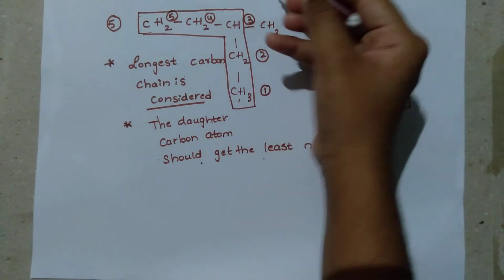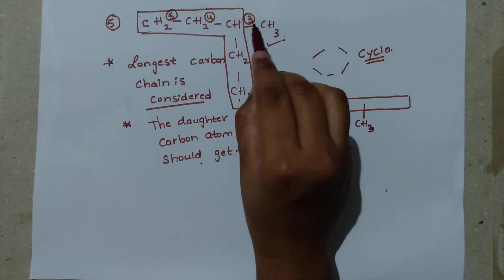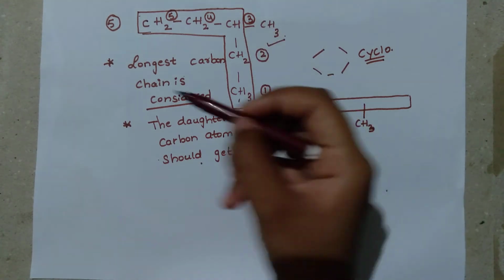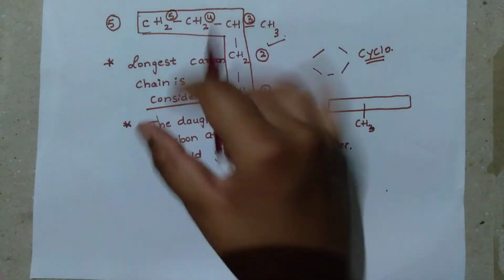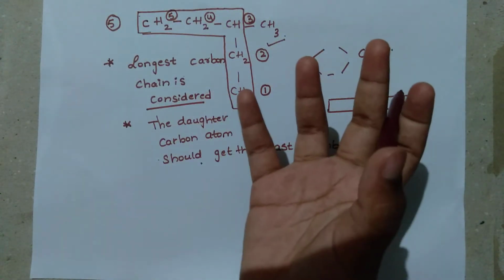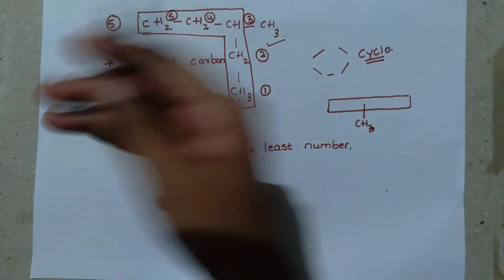Either we take from here or from here. The number for the daughter carbon is only 3, so there is no tension to take the number either from here or from here. In other examples, the daughter chain could get a higher number or a lower number.